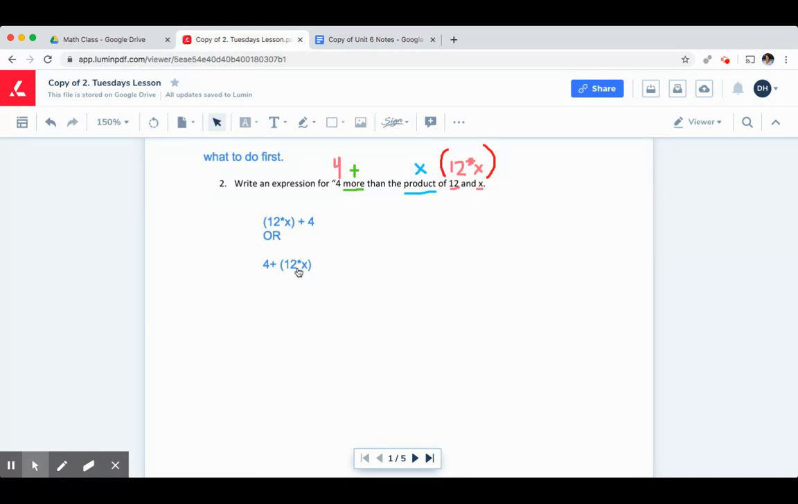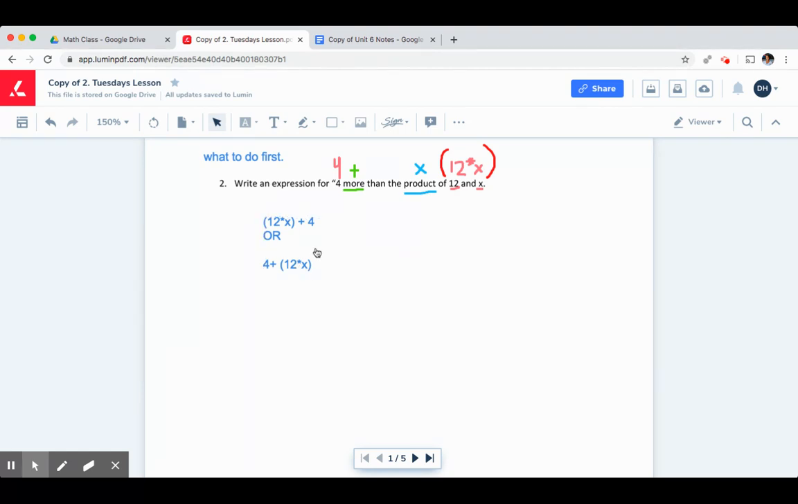You have to solve it first. So I know in both of these expressions, because I see 12 times x in parentheses, I know I have to solve 12 times x first, and then I can add 4. So parentheses are super important because they tell your reader exactly what to do and how to do it. They show priority and they show your reader what needs to happen first.